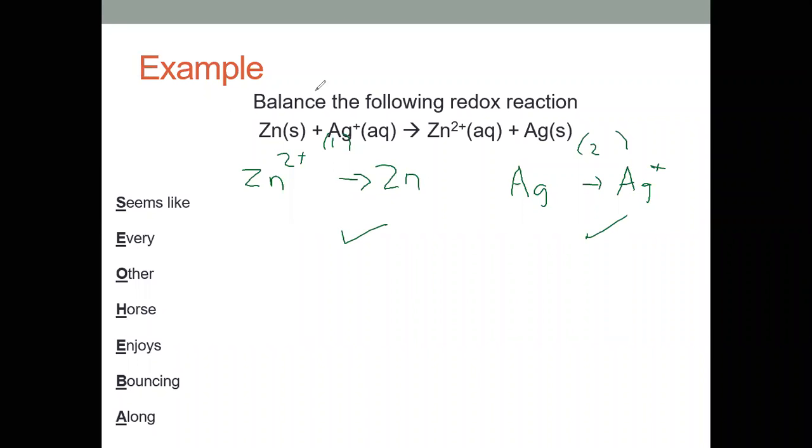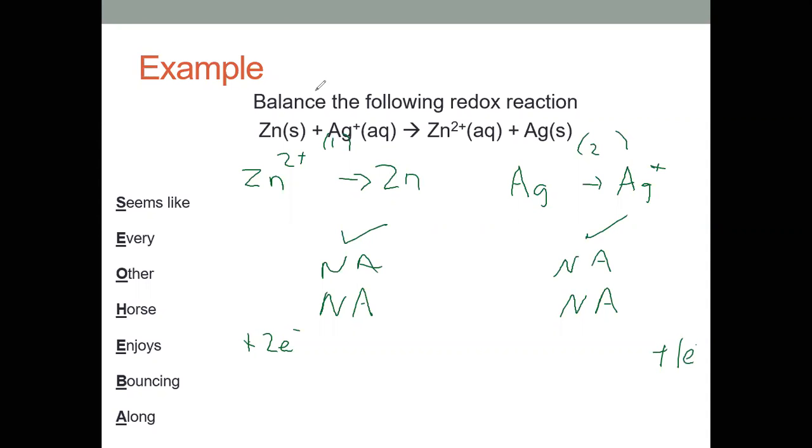Now we'll balance oxygens, and of course there's no oxygens here, so that's NA there. That's NA there, no oxygens. Hydrogens, no hydrogens in this example either. NA, NA. Now let's balance the charges. So zinc has 2 plus, so what we're going to do here is add 2 electrons to this side, and silver has 1 plus over here, so let's add plus 1 electron on this side.